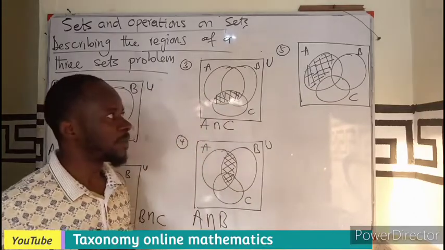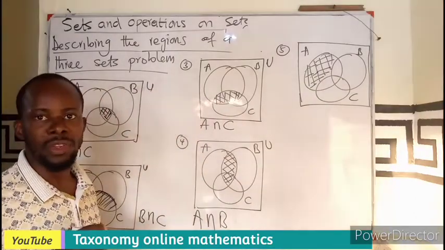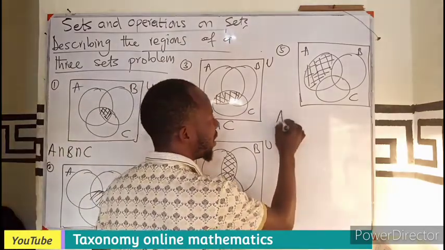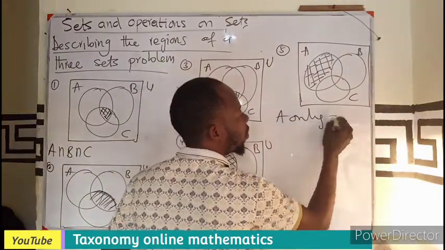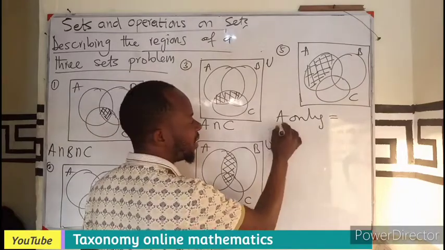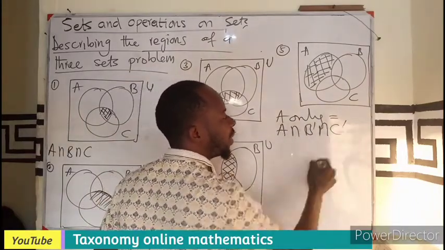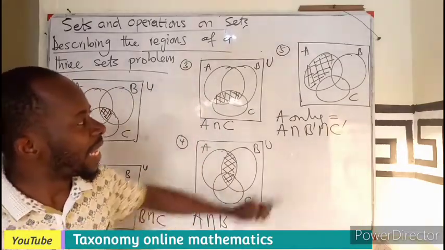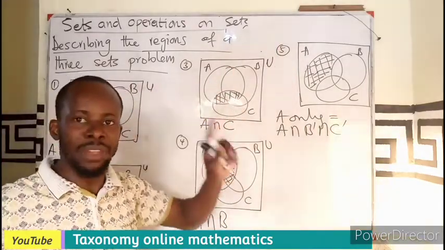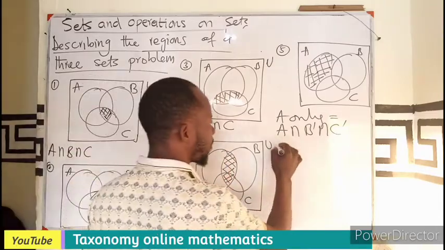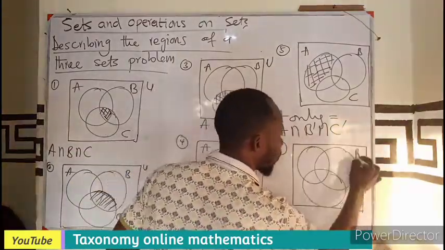Watch carefully. That region used to be region 2. So it's going to be A only, or A intersection B complement intersection what? C complement. That is A only, the region belonging to only A, only the first set.